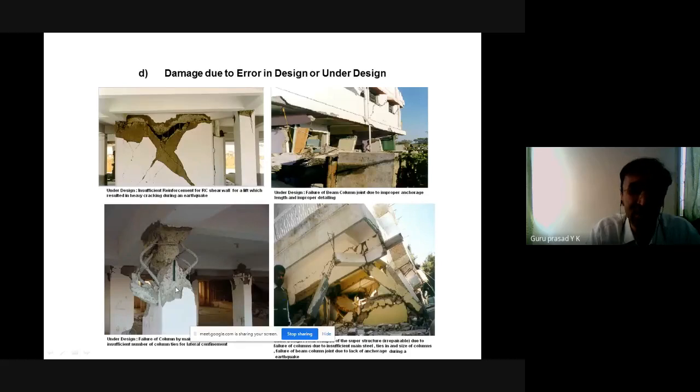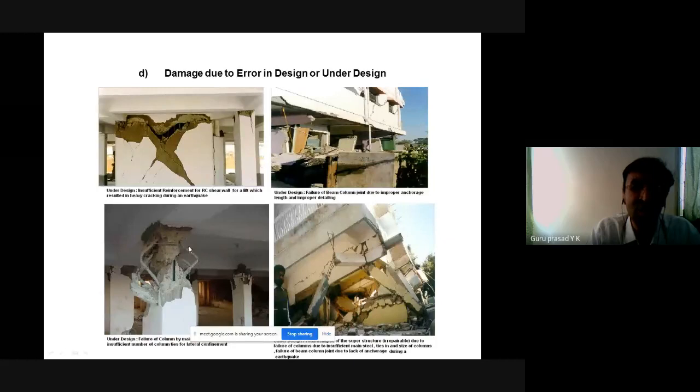What do you mean error in design? According to IS 456-2000, which all of us use for reinforced concrete design of members, there are certain criteria which have been suggested for the design of these concrete members.